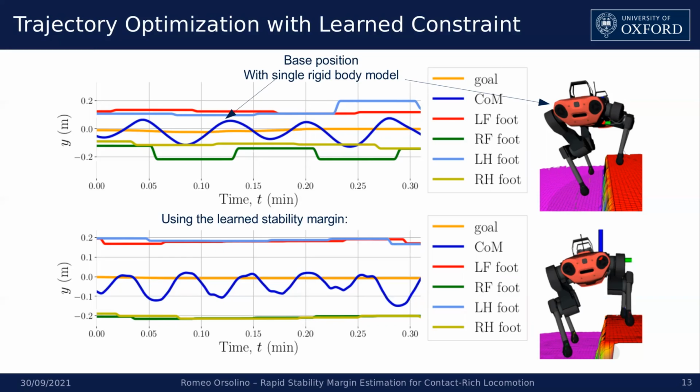The trajectory shown at the bottom is obtained instead using the learned stability margin that we presented here. You can see that the robot tends to keep its base closer to the more retracted legs in order to ease the load from the legs which are in a less favorable configuration.